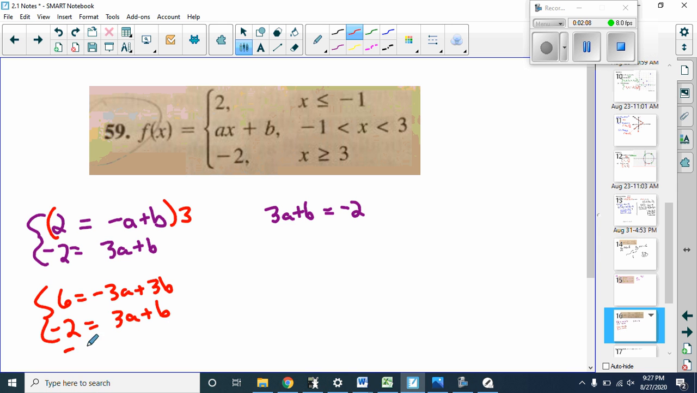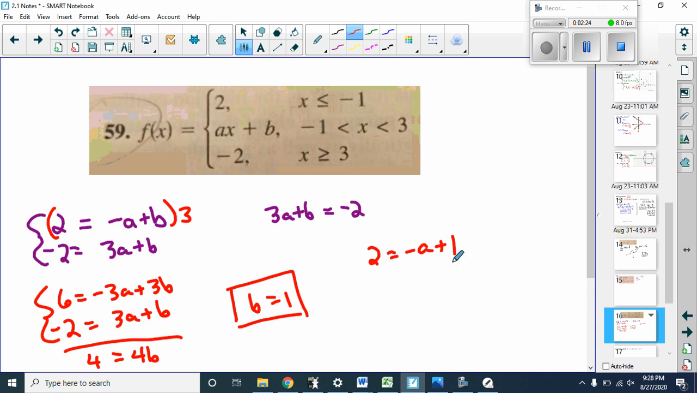Add the equations together. And we can get b. And once we know b, go back to either one of these equations and solve for a. I'm going to plug in here. 2 equals -a plus 1. A is -1.